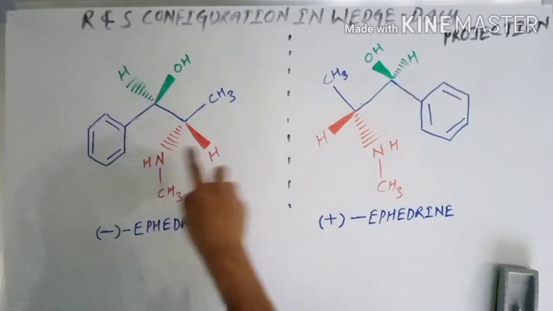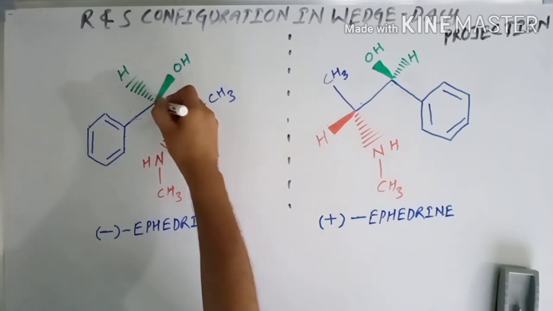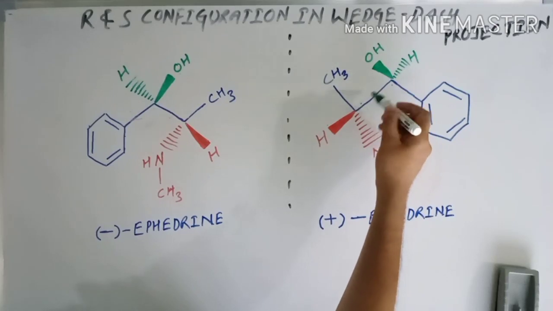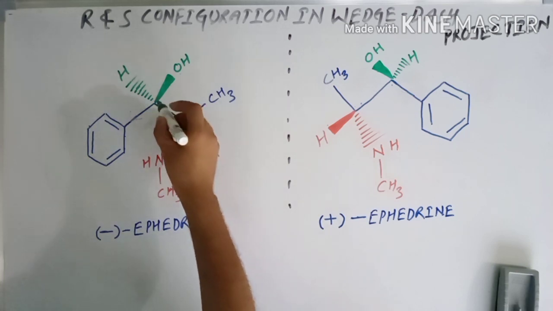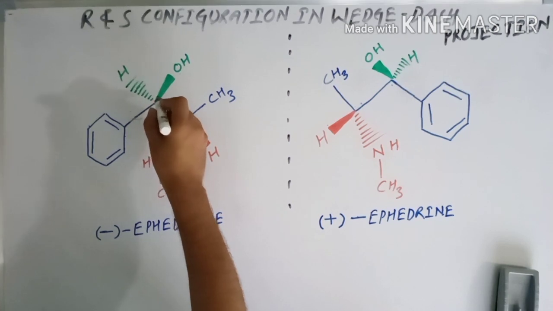So in both of these molecules there are two chiral carbons. First is this carbon and second one is this. Here also two chiral carbons, first is this one and second is this one. Now we have to find out the configuration, which carbon is R and which carbon is S.